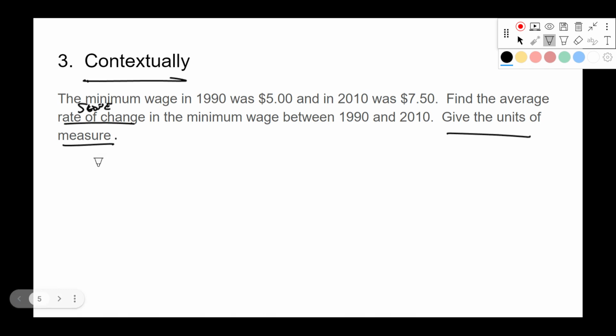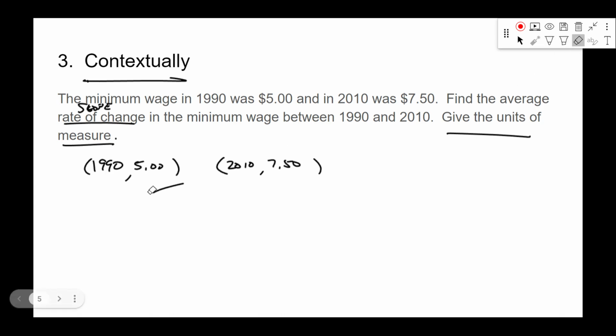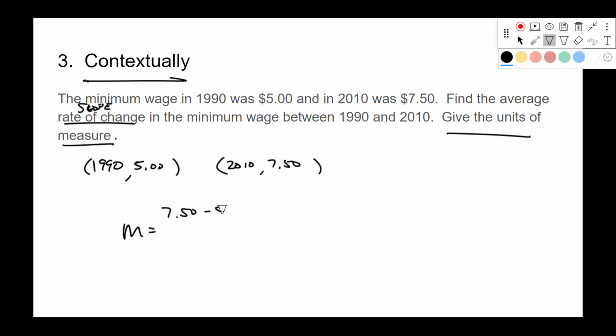So to find slope, I need 2 points. Well, I have 2 data points to work with. In 1990, the minimum wage was $5. And in 2010, the minimum wage was $7.50. Now the question is, can I find the slope with those 2 points? Well, yeah, of course I can. The slope would be $7.50 minus $5 over 2010 minus 1990, which is 2.5 over 20, which is 0.125.